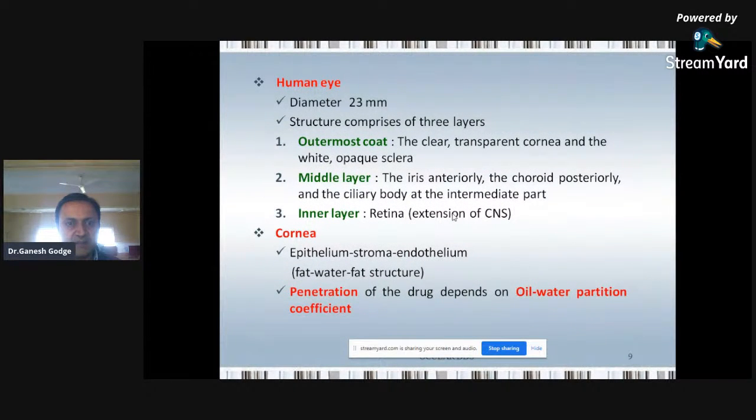The human eye is basically 23 millimeters in diameter. The structure comprises three layers: the outermost coat, the middle layer, and the inner layer. The outermost coat is the clear transparent cornea and the white opaque sclera. The middle layer is the iris and the inner layer is the retina, an extension of the CNS. The cornea epithelium is made up of epithelial cells. Penetration of drug depends on the oil-water partition coefficient.